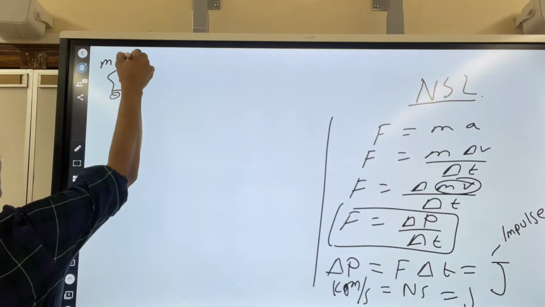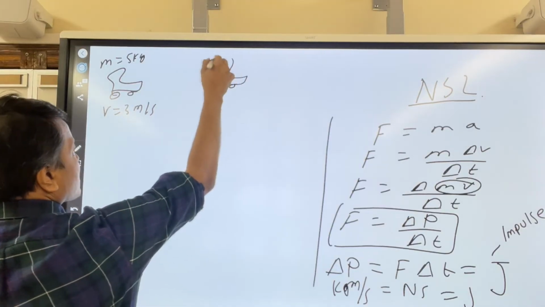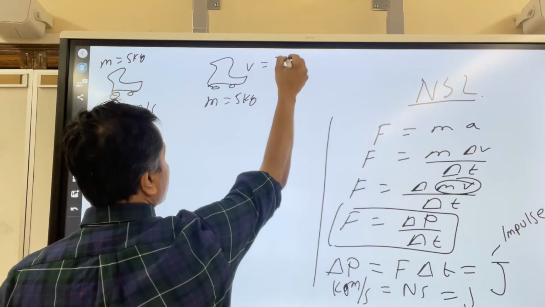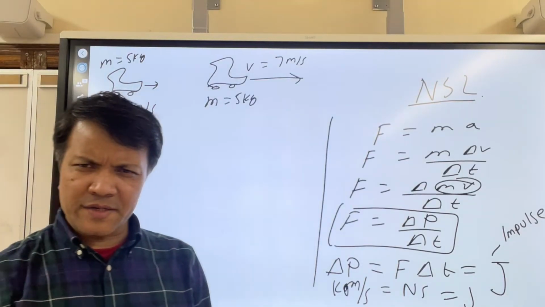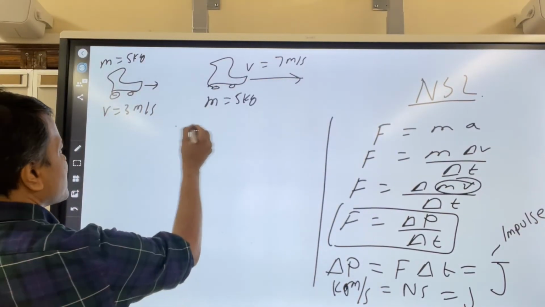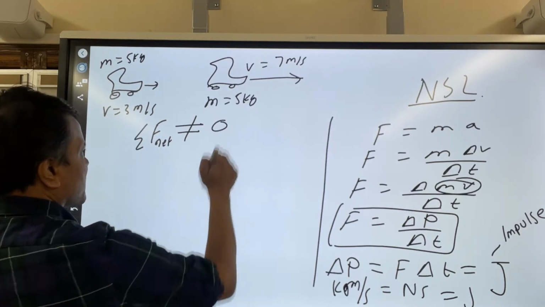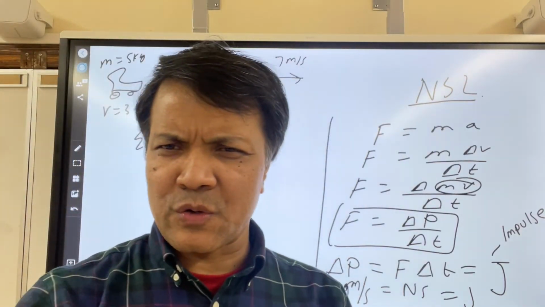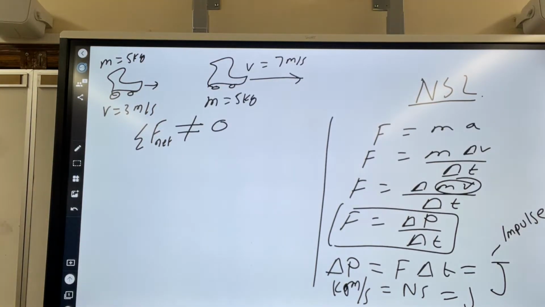Mass is 5 kilogram, velocity is 3 meter per second. Mass is still 5 kilogram, velocity is now 7 meter per second, and velocity is this way. So what we want to find is whether it's a momentum problem or a change in momentum problem. It's not a momentum problem because net force is not 0. How do we know? Because the velocity increases from 3 meter per second to 7 meter per second. So this is a change in momentum problem.